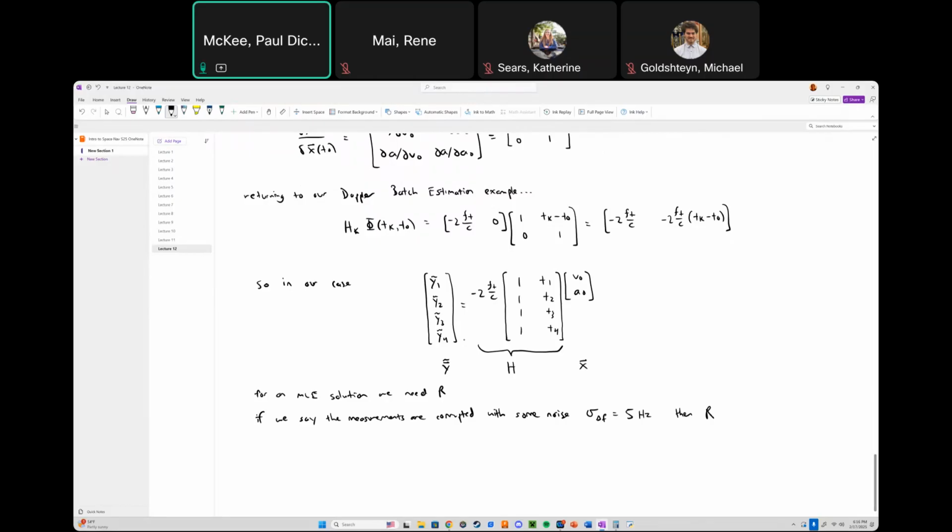Then R is sigma delta F squared times the 4 by 4 identity. So we're saying, along the diagonal of the identity matrix, we multiply by sigma delta F squared. Now, what you're going to notice here is that we're not giving different weights to each of the measurements. As we've written this, we are as unsure about the first measurement as we are about the fourth measurement. So the incorporation of this R isn't really going to change our final answer all that much.